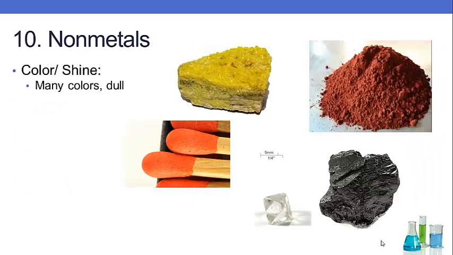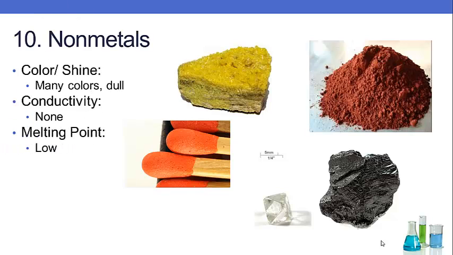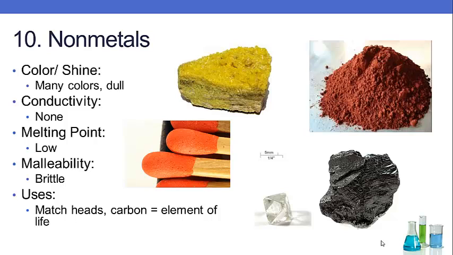Here we have nonmetals, which can be many different colors, but they're going to be dull. There's sulfur, which is yellow. Phosphorus has a red color. There's carbon, which can be clear like a diamond, or dark black like graphite. The conductivity of these is going to be little to none, and their melting points are comparatively low to the metals. Malleability is going to be poor. They're going to be brittle. As for uses, match heads are made of phosphorus. Carbon is the element of life, so very important there.